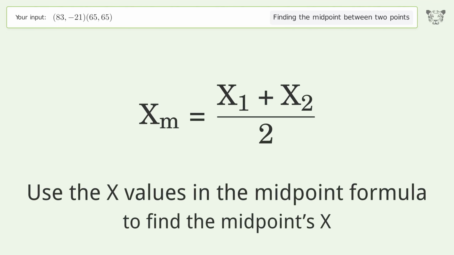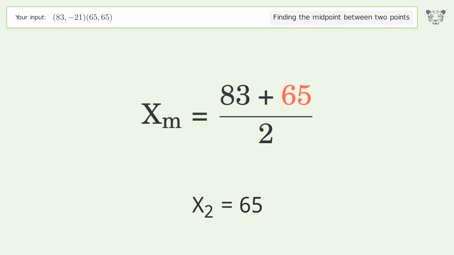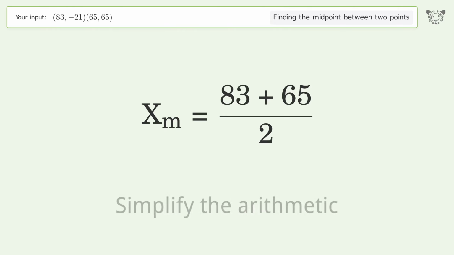Use the x values in the midpoint formula to find the midpoint's x. x1 equals 83. x2 equals 65. Simplify the arithmetic.